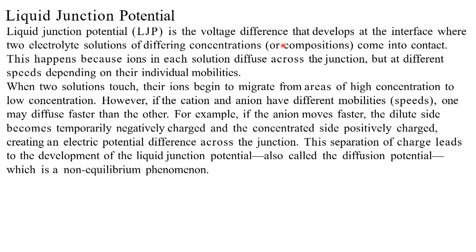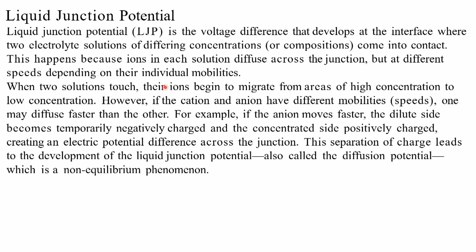Now we discuss liquid junction potential. Liquid junction potential is the voltage difference that develops at the interface where two electrolyte solutions of differing concentrations or compositions come into contact. This happens because ions in each solution diffuse across the junction but at different speeds depending on their individual mobilities.